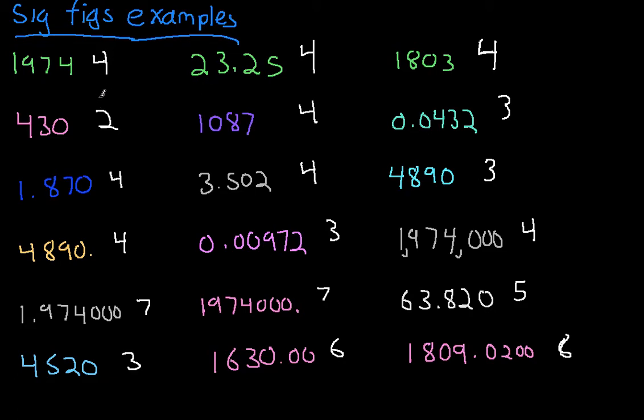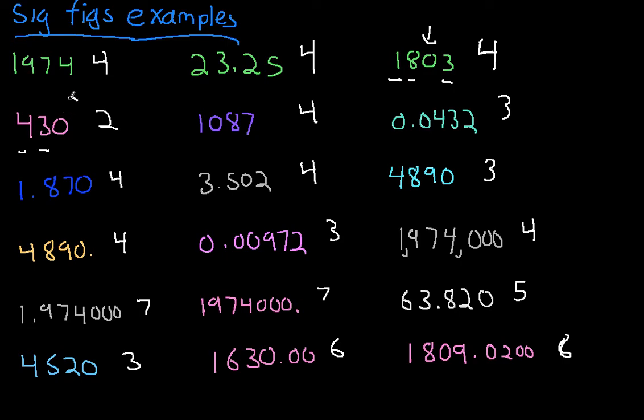Numbers 1 and 2, pretty much identical. They're 4 significant figures because 1974 is 4 non-zero integers. 23.25 is also 4 non-zero integers. 1803 has 1, 2, 3 non-zero integers, and then it has this sandwich zero here. And if you remember, the rule is that a sandwich zero is always significant.